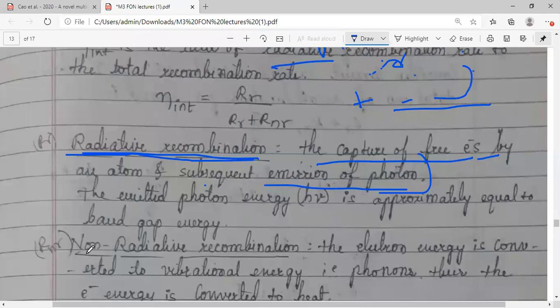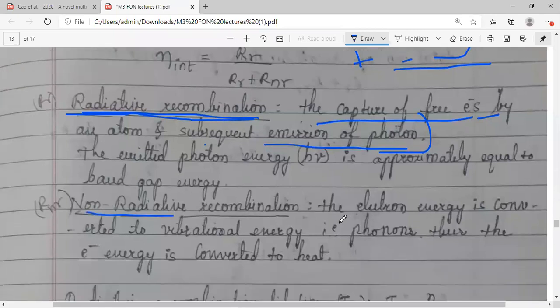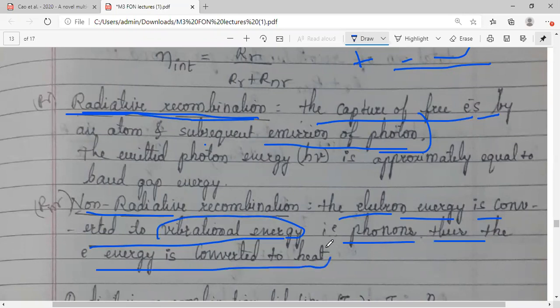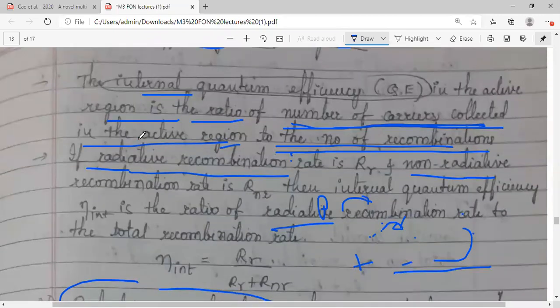We have one more, the non-radiative recombination, which most devices may have. Whatever electron energy is there is converted to vibrational energy, and vibrational energy means phonons. This energy is converted into heat. Most of the time, power dissipation will be in the form of heat. So this is non-radiative. But in the case of an LED, most of the time radiative recombination is considered. We have two different types of recombinations.